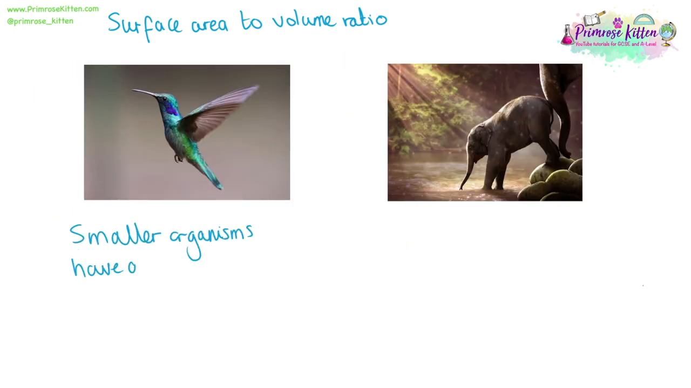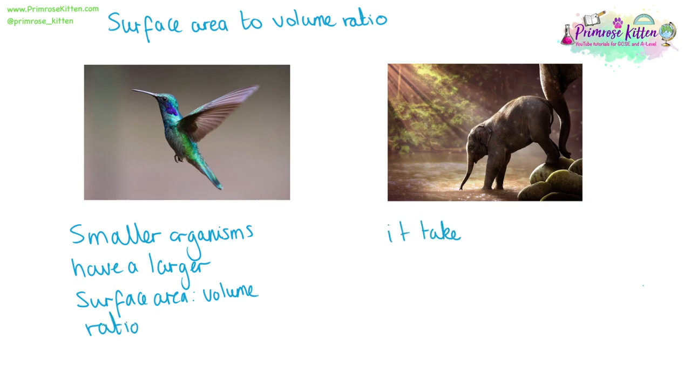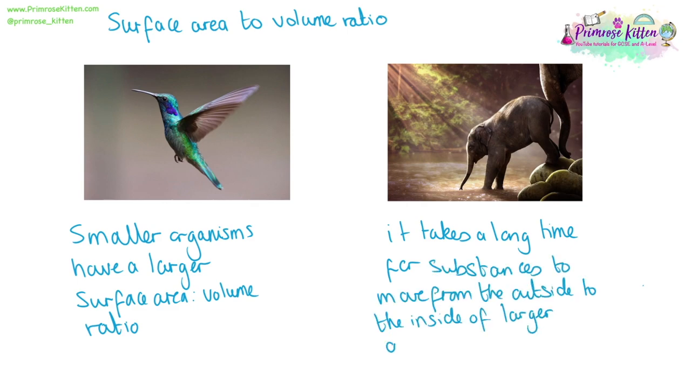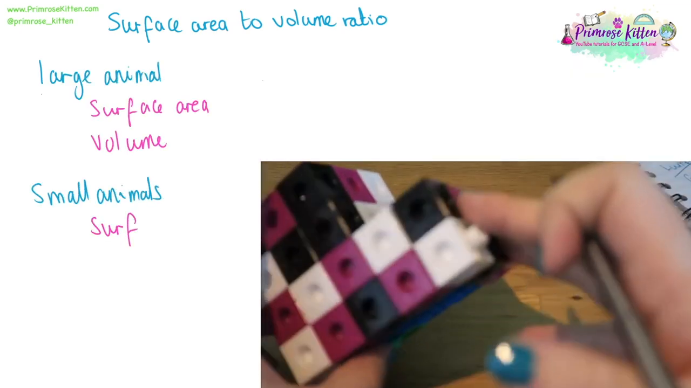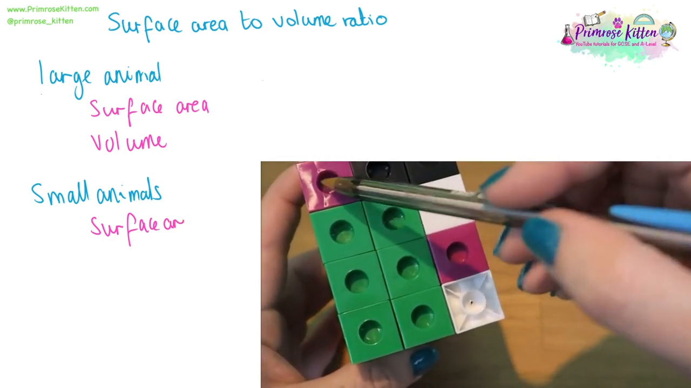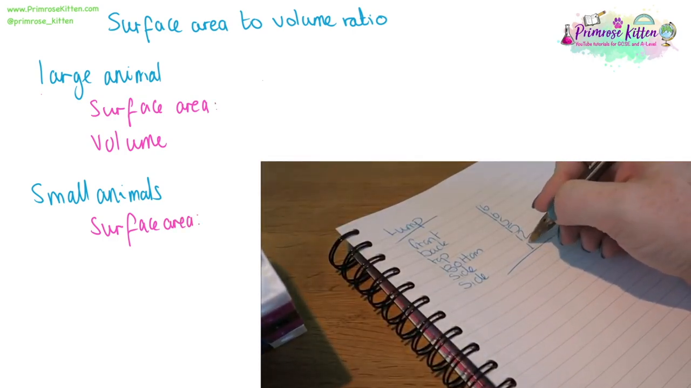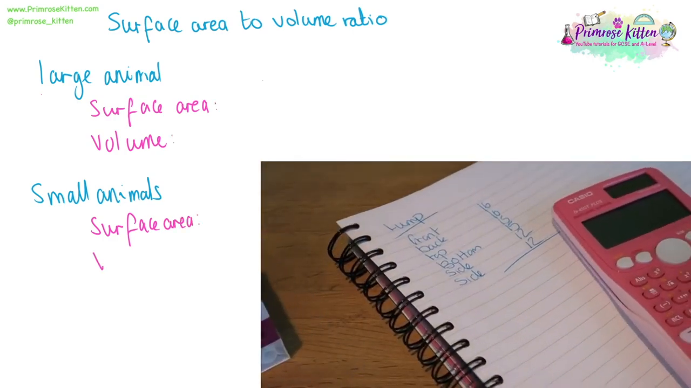Smaller organisms have a larger surface area to volume ratio. It takes a long time for substances to move from the outside to the inside of a larger organism. Here we can use cubes as an example. We're going to look at a large animal and a small animal.